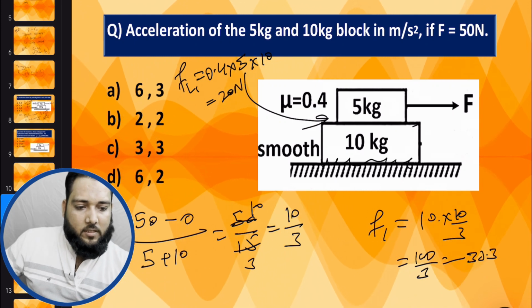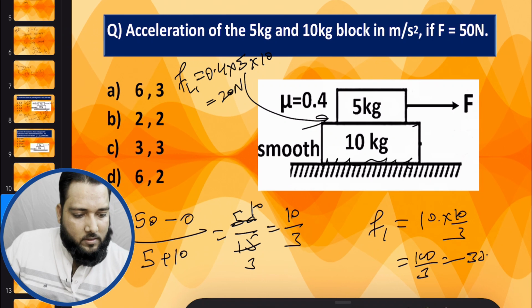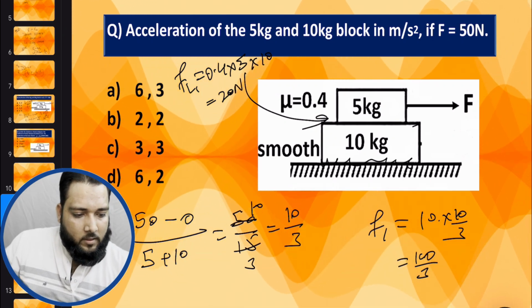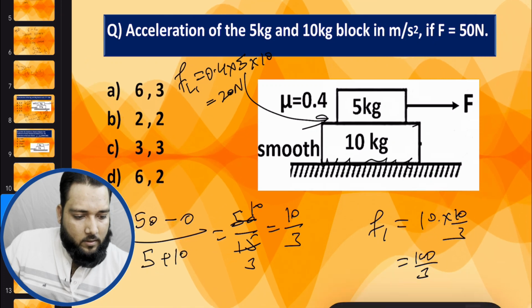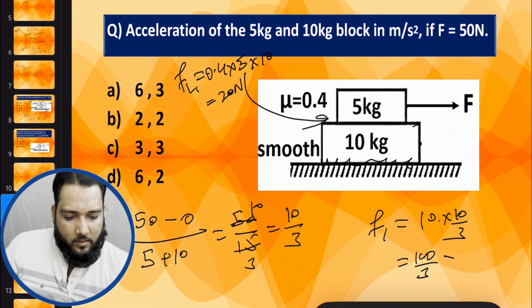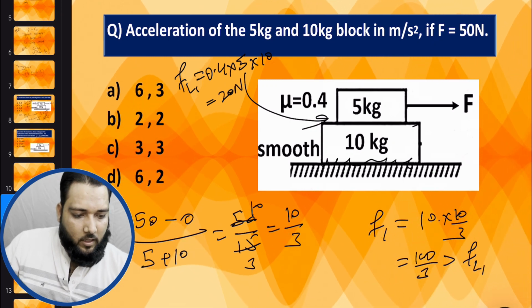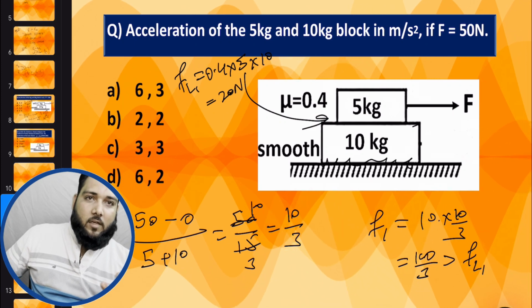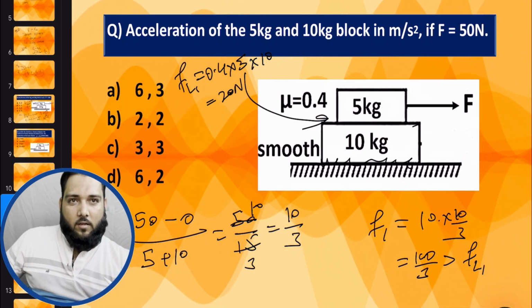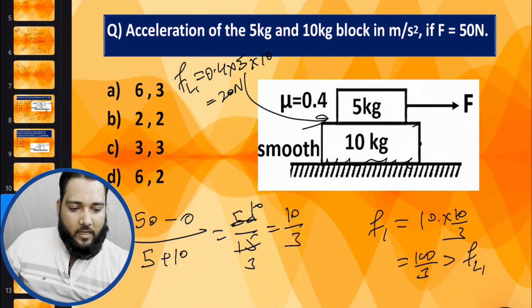So friction in this case is coming greater than limiting friction. Are you getting my point? So the next step is sliding will start, breakup. So 10 kg.